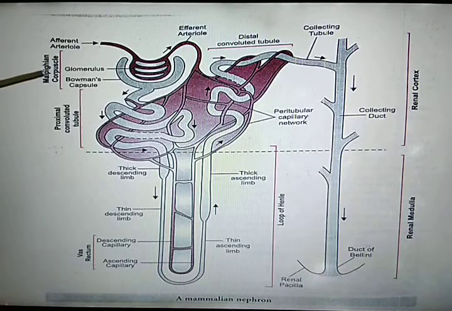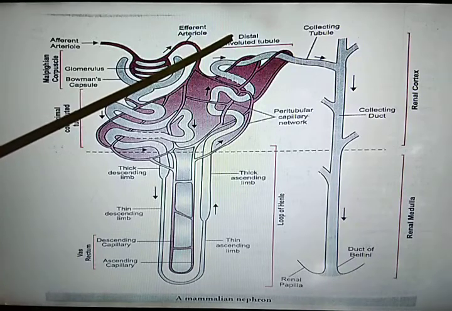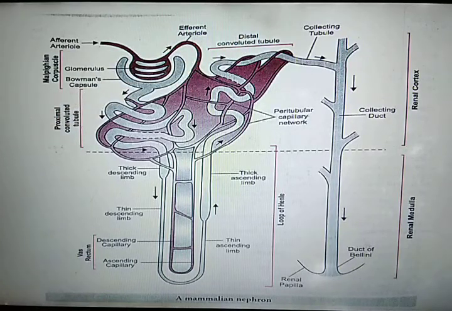Now we can see here that the Malpighian corpuscle, proximal convoluted tubule and distal convoluted tubule of the nephron are situated in the renal cortex of the kidney, whereas the loop of Henle is present in the renal medulla or medullary region of the kidney.